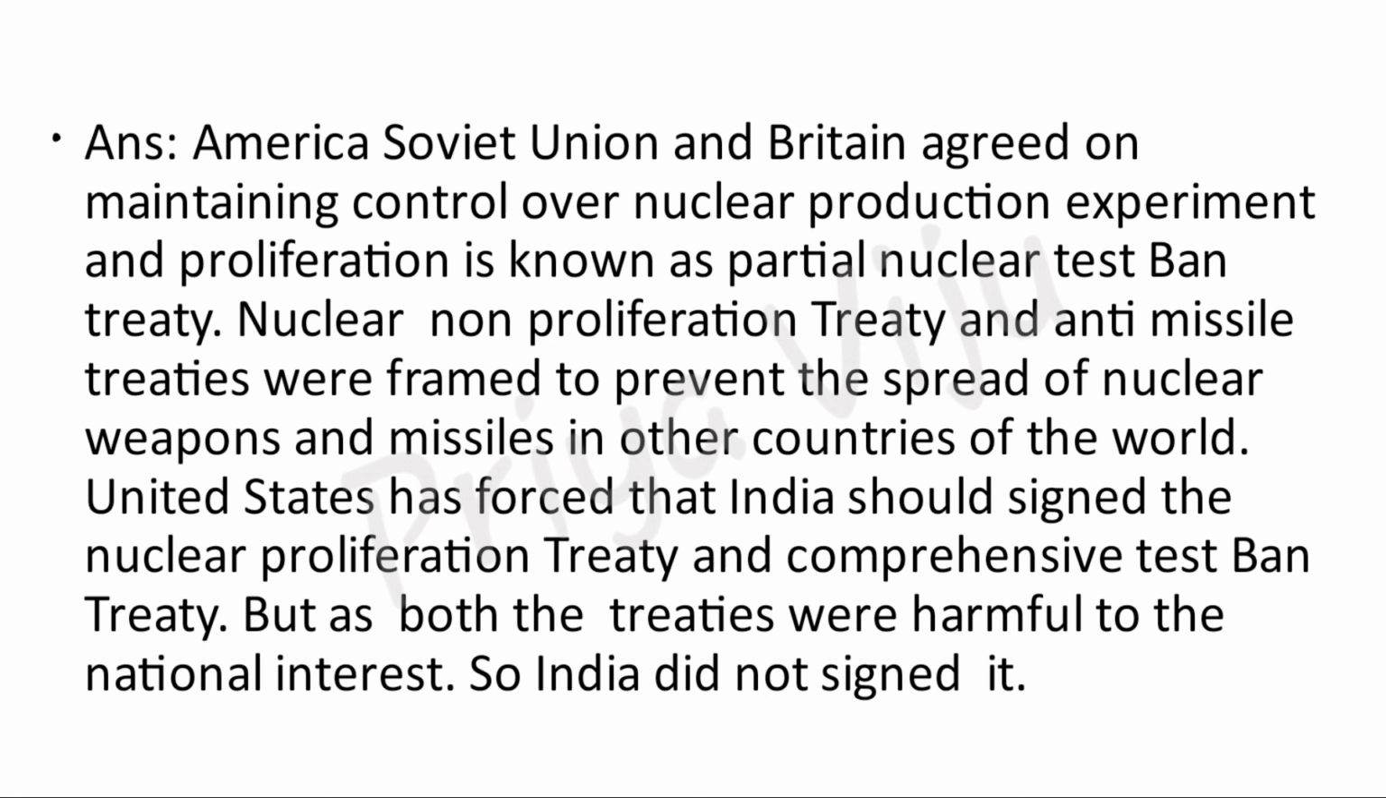First, we should write the explanation of what the Nuclear Non-Proliferation Treaty is, that we have already discussed in the clip. So that you should copy down. That is, America, the Soviet Union and Britain agreed on maintaining control over nuclear production, experiment and proliferation, and that is known as the Partial Nuclear Test Ban Treaty. The Nuclear Non-Proliferation Treaty and Anti-Missile Treaties were framed to prevent the spread of nuclear weapons and missiles in other countries of the world.